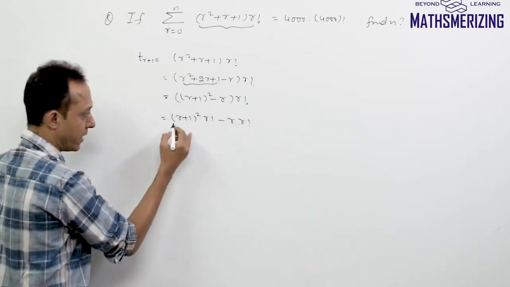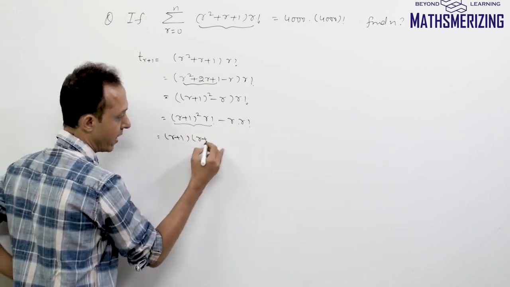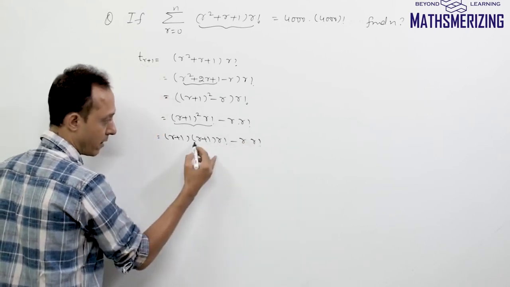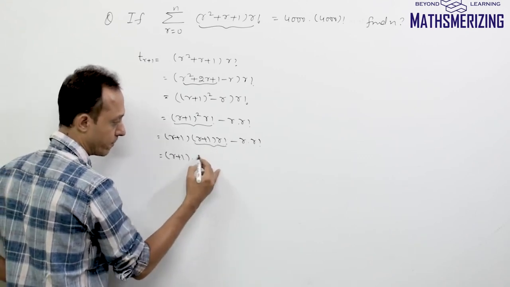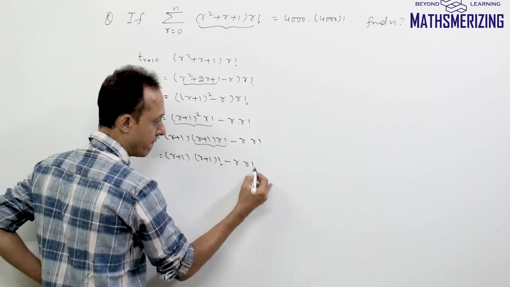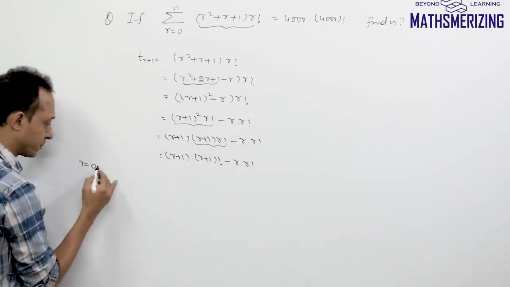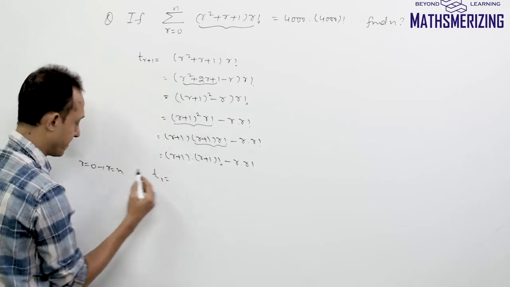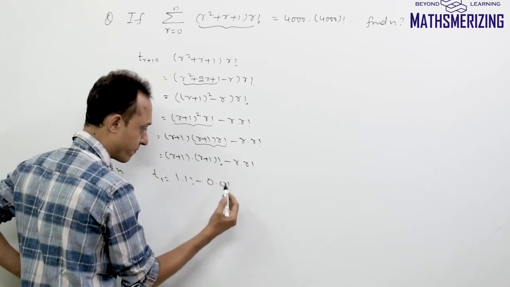So I'll write it as r plus 1 whole square into factorial r minus r into factorial r. Now here r plus 1 whole square into factorial r, I can write it as r plus 1 into r plus 1 into factorial r, and this is r into factorial r. Now r plus 1 into factorial r is simply factorial r plus 1. So this is r plus 1 into factorial r plus 1 minus r into factorial r. Now I need to put the value of r starting from 0 and up to n. So if I put r as 0, I'll get my first term, and the first term will be 1 into factorial 1 minus 0 into factorial 0, which is 1.